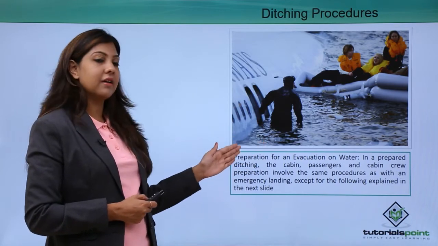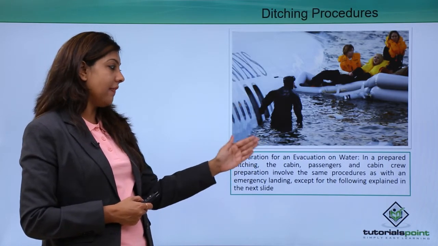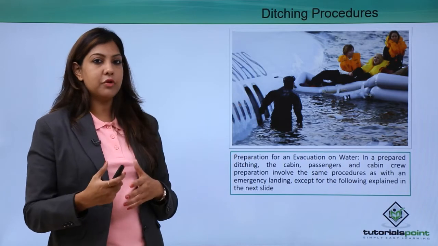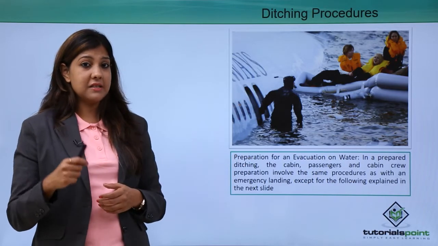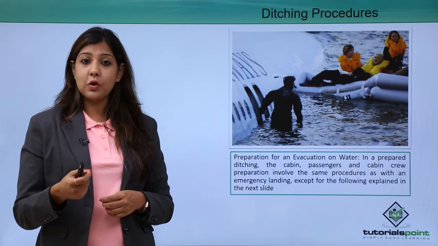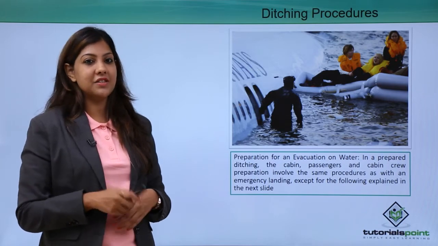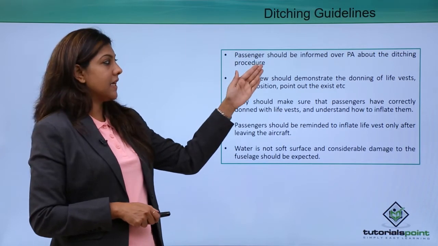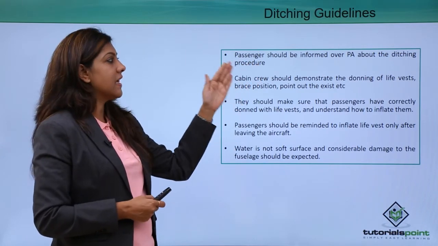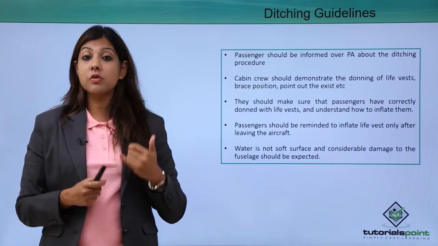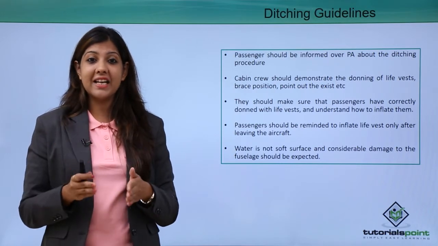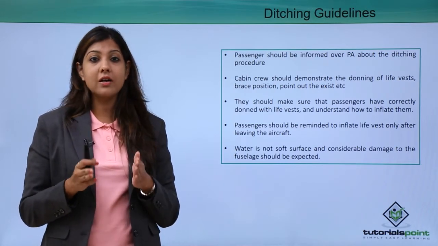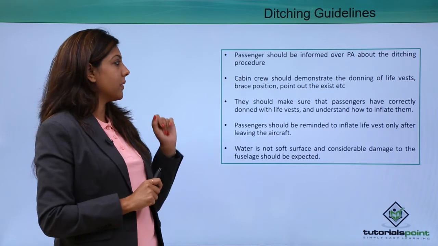In a prepared ditching, the cabin, the passengers and the cabin crew involve the same procedure as that of the land, but there are certain guidelines or protocols that need to be kept in mind during a ditching procedure. Passengers should be informed over the PA system, public address, about the ditching procedure. So you need to inform the passengers that you're going to be landing not on ground but on water. So they need to be informed about it.